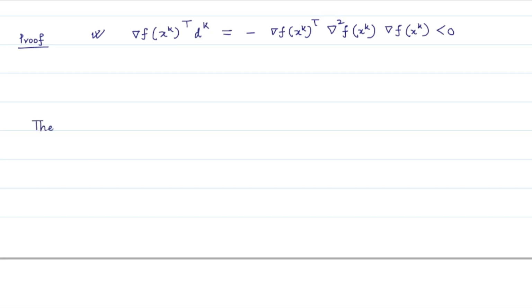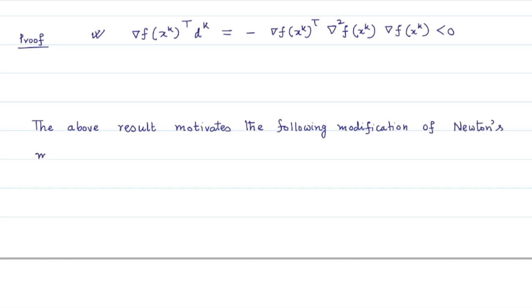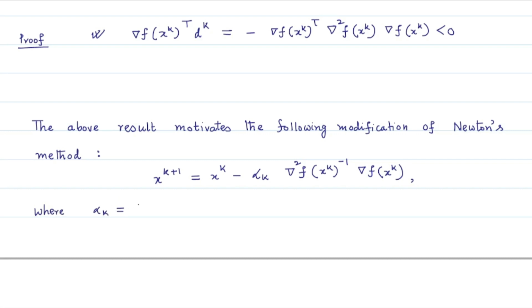We write it here that the above result motivates the following modification of the Newton method: you take xk plus 1 to be given by xk minus alpha k times the Hessian inverse times the gradient, that is, xk plus alpha k times dk, where this alpha k is given by the exact line search along the direction dk, where dk is the negative of this Hessian inverse times gradient, or you choose this alpha k to be given by one of the inexact line searches.